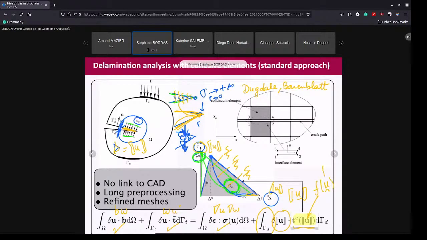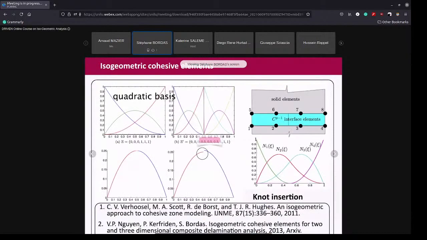Okay, then you can choose the basis functions that you want, and you can introduce discontinuities directly in the basis function. So this is what is done by Verhoosel, Remmers, in the Netherlands with Tom Hughes in 2011, and by Nguyen Vinh Phu and ourselves in 2013 for 2- and 3-dimensional composite delamination. So you can find this paper in Composite Structures.